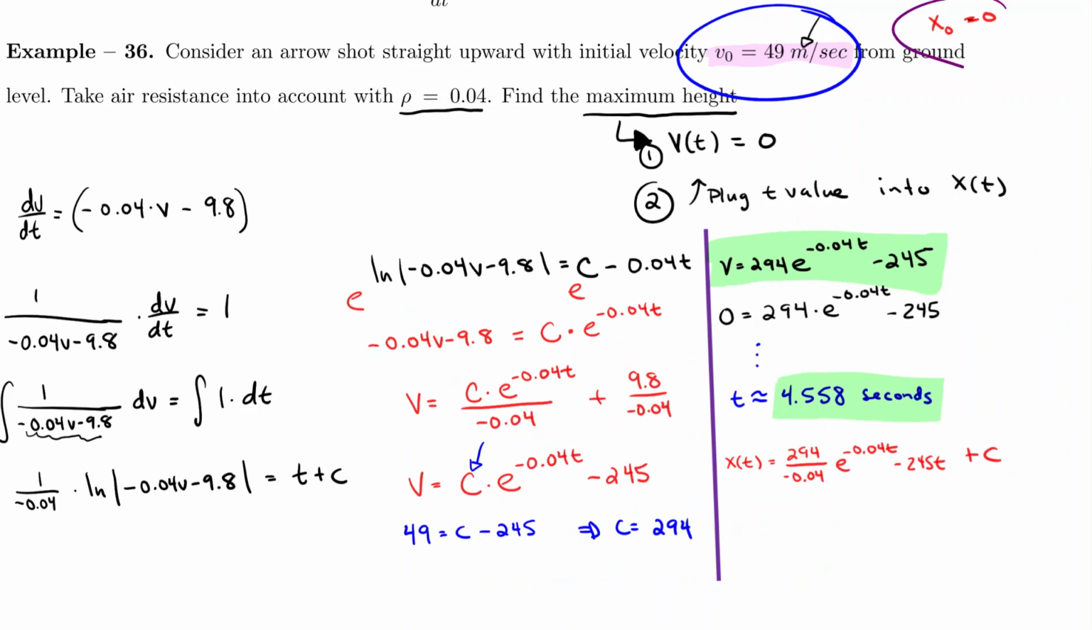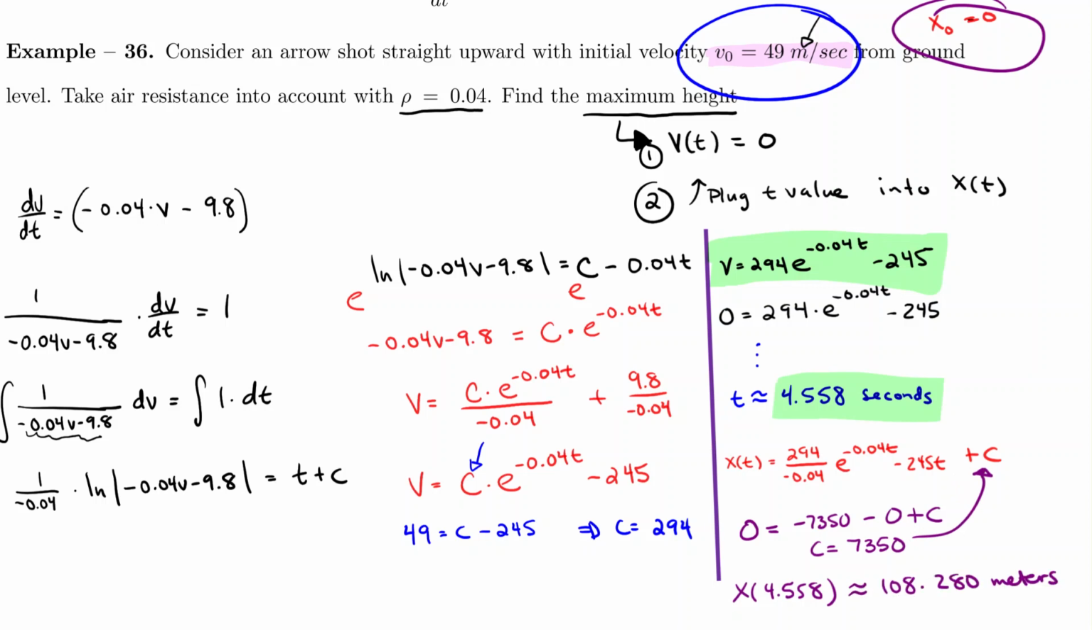Now we have some important information to leverage here. We know when time t equals 0, the position is 0. So we can use this to solve for c. Simplifying this fraction, we get negative 7,350. Now e to the 0 becomes 1, so that gets multiplied by 1, minus 245 times 0 is 0, plus c. We can see that c needs to be positive 7,350. So now we calculate the position at 4.558 with this new value for c plugged into our equation, and rounding that to 3 decimal places, we get 108.280 meters.